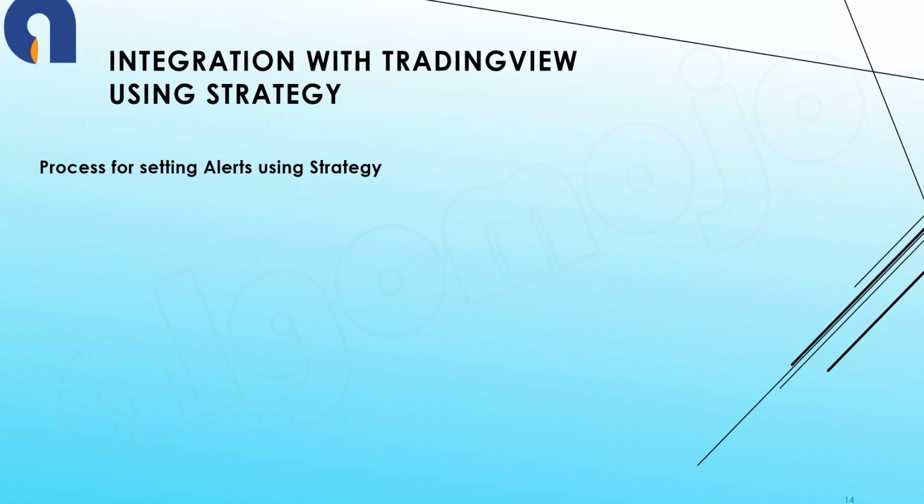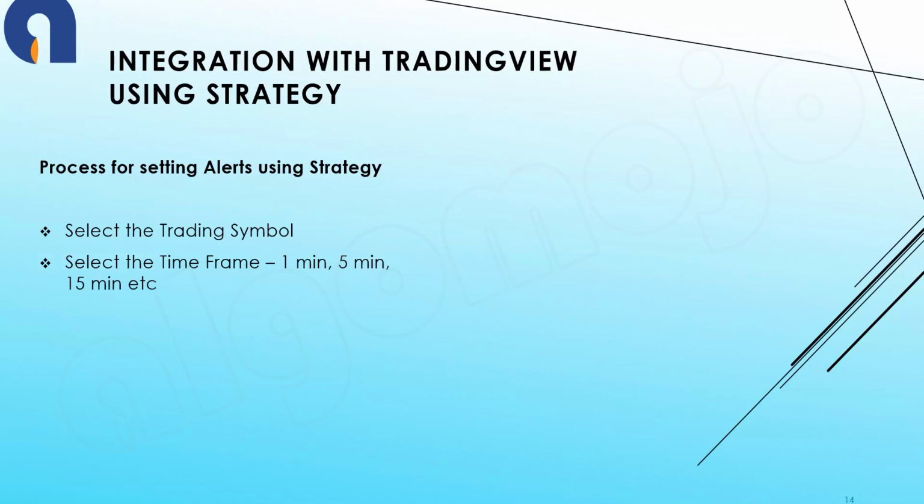What are the processes involved for trading using a strategy? Let's go through that. As a first step, you need to select the trading symbol that you want to automate. Then look at what is the time frame that you want the strategy to run, whether it could be 1 minute, 5 minutes, 15 minutes, whatever. It could be hourly, depending on your strategy requirement, select the time frame. So trading symbol is the first thing that you need to select. The other thing is the time frame. Then load the strategy that you want to trade.